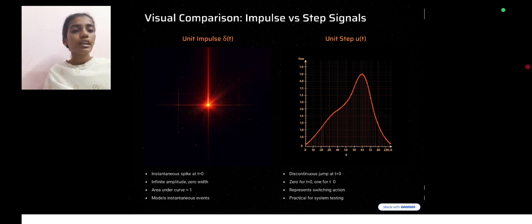For t less than 0, the graph shows 0. For t greater than or equal to 0, the graph shows the peak value at 1. It also represents switching actions and is practical for system testing.